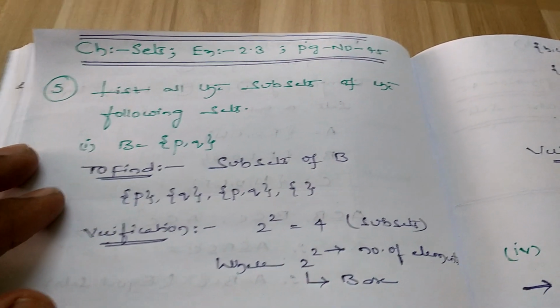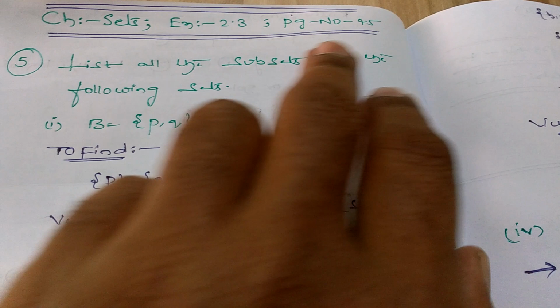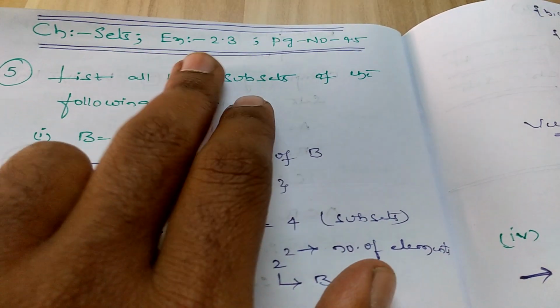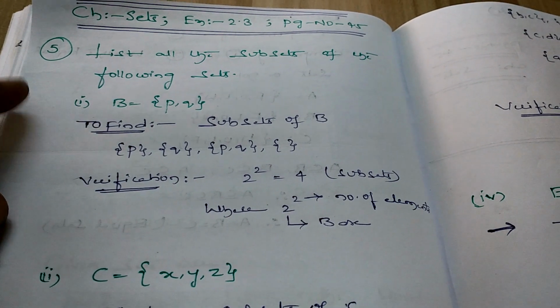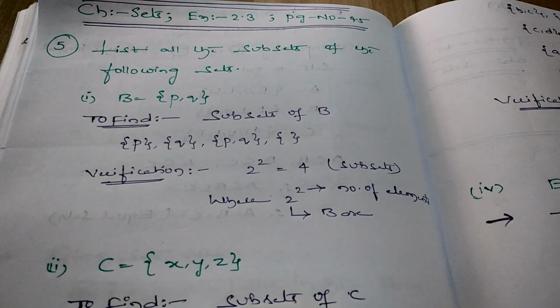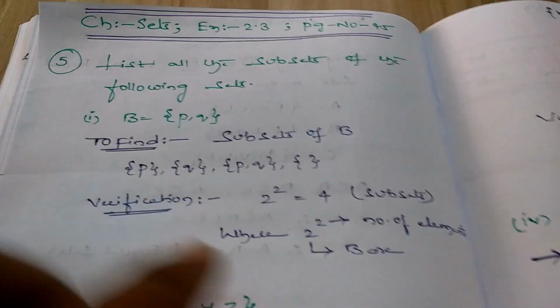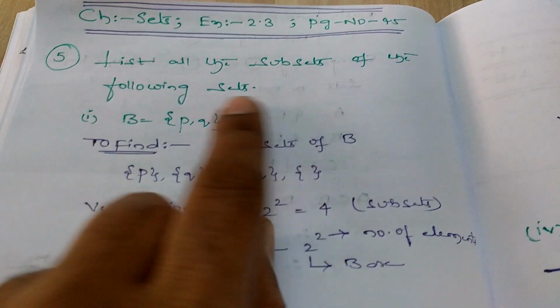Only Maths tutorial point. In the previous video we covered the fourth sum of page number 45, chapter Sets, Exercise 2.3. Today we are going to discuss the fifth sum. This is an important sum. You may expect either 2 marks questions or even objective type also. Let's see what is given. List all the subsets of the following sets.